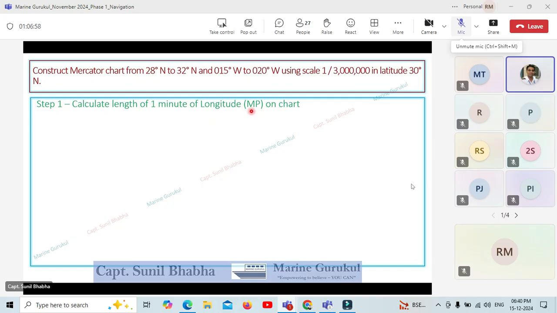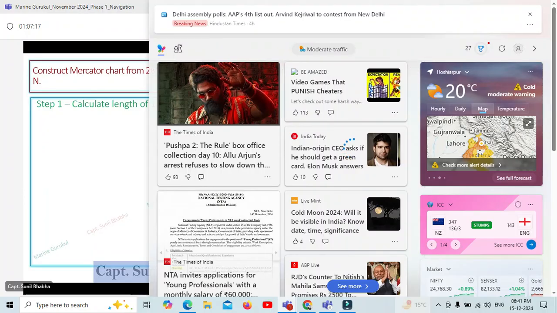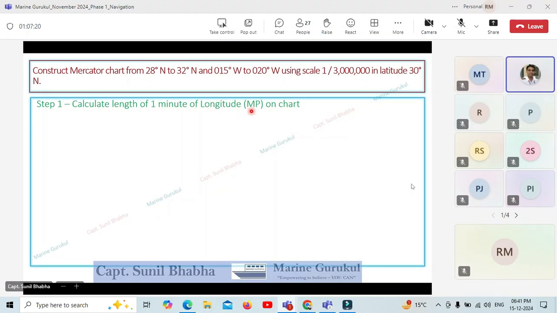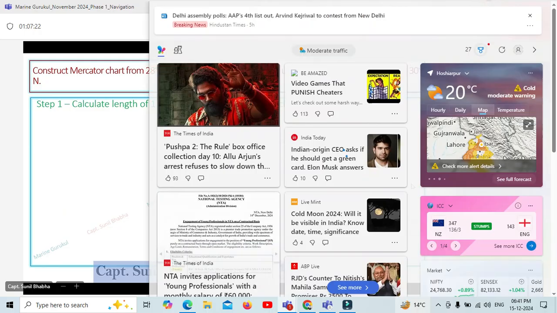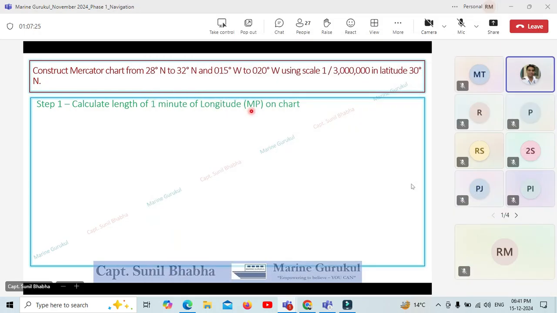Now, why are we calculating 1 minute of longitude? We are calculating 1 minute of longitude because it forms the basic building block of our chart. We have just now seen that the longitude scale, or you can say the length of 1 minute of longitude, remains constant throughout the chart. Whichever part you go, the length of 1 minute of longitude is going to remain the same. So we take this 1 minute of longitude or one meridional part as our building block, and using this we construct the entire chart.